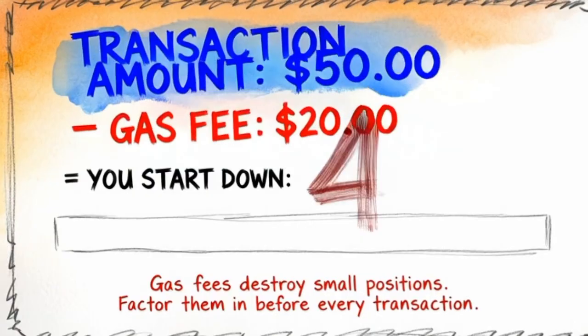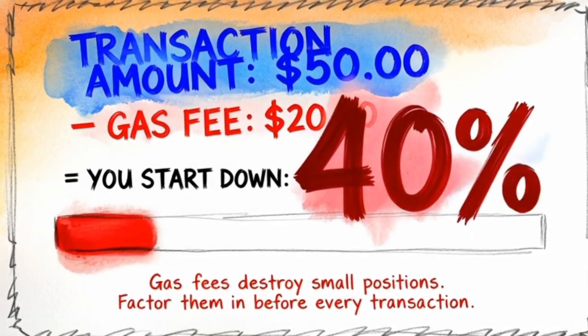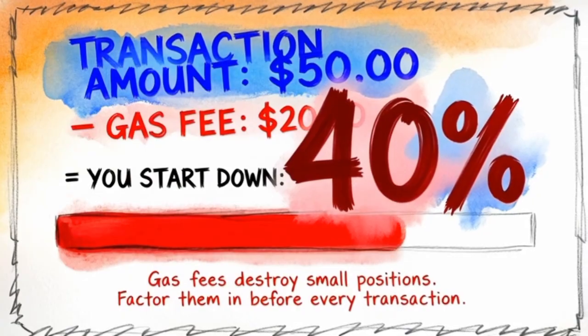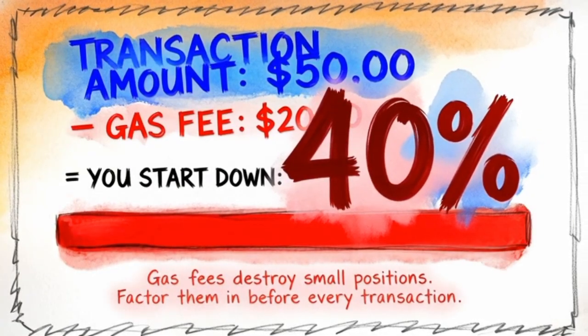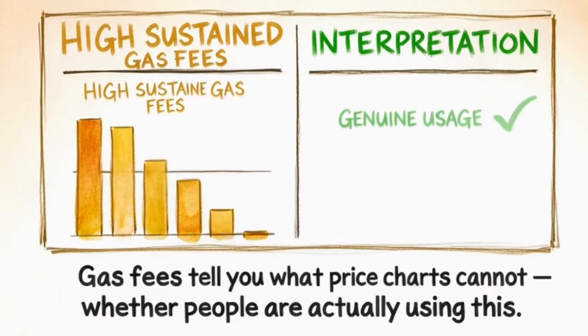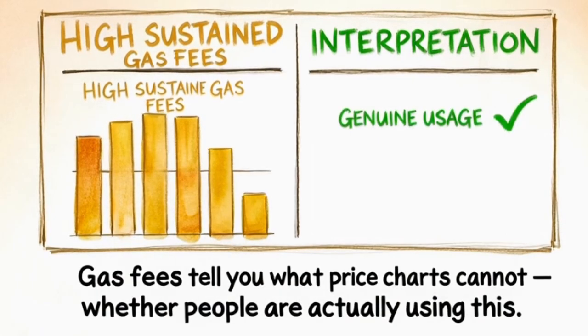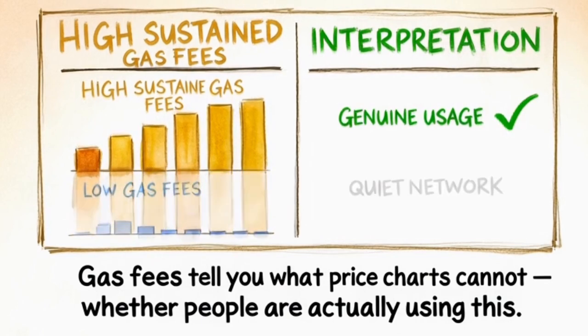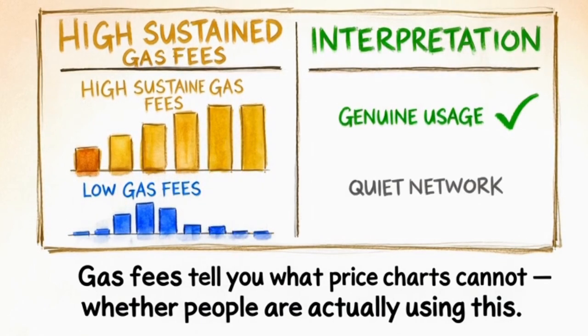Paying $20 in gas to move $50 worth of Ethereum means you start your transaction already down 40%. Always factor gas into the economics of any on-chain activity. Second, gas fee levels tell you something about network activity. High, sustained gas fees on Ethereum indicate high demand for block space, which signals genuine usage.